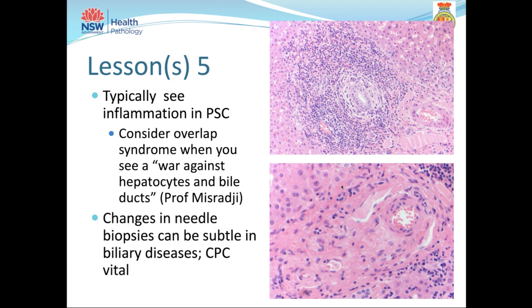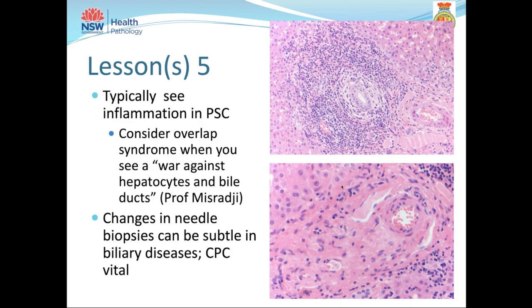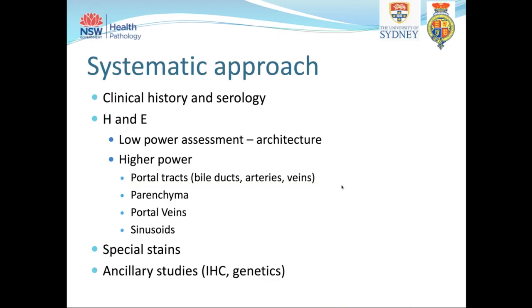And as I said previously, it is a disease of large ducts. So if you have needle biopsies, the changes can be quite subtle. So clinico-pathological correlation is again vital. And as I said in that previous case, a cytokeratin 7 stain can be very helpful in assessing these cases.